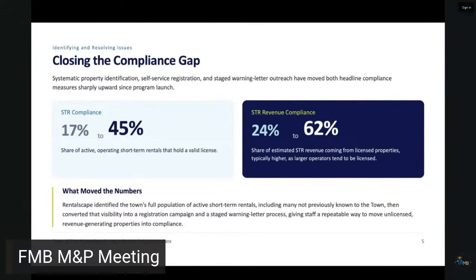The STR revenue compliance when we started with the town was at 24%. As of today, we are now at 62%. What that means is of the STR properties throughout the town, 62% of those licensed properties are now generating revenue that are licensed as well. So these are some of your larger operators that have now reached compliance, which is a really, really big accomplishment.